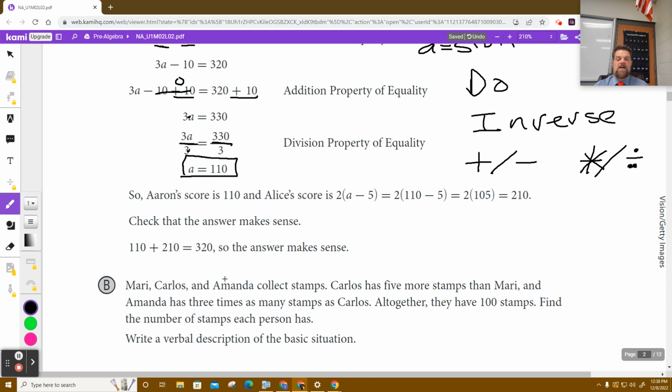So Aaron's score is 110, but do we know Alice's score? No, because Alice's score is 2 times the quantity A minus 5, but we know that A is equal to 110. So we plug in 110. 110 minus 5 is 105. Then you multiply that by 2 and you get 210. And you can double check your work at the end. 110 plus 210 does in fact equal 320.